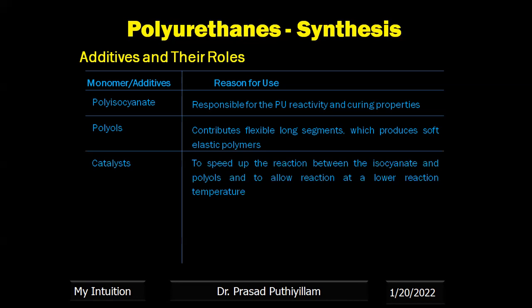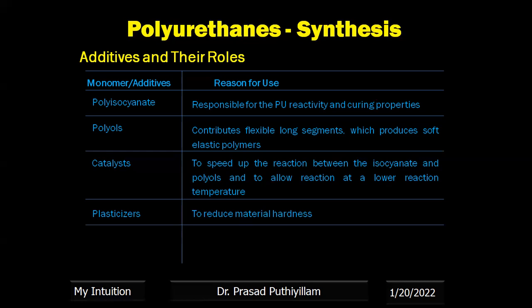Then catalysts are used. Catalysts are usually used to speed up a chemical reaction. In the same way here, we use different catalysts while preparing polyurethane. Plasticizers are added to reduce the hardness of the material. If plasticizers are not added, the polymer will become very hard. So to make it a little softer, different plasticizers are added. Plasticizer and catalyst are different topics, so I'm not going into detail.